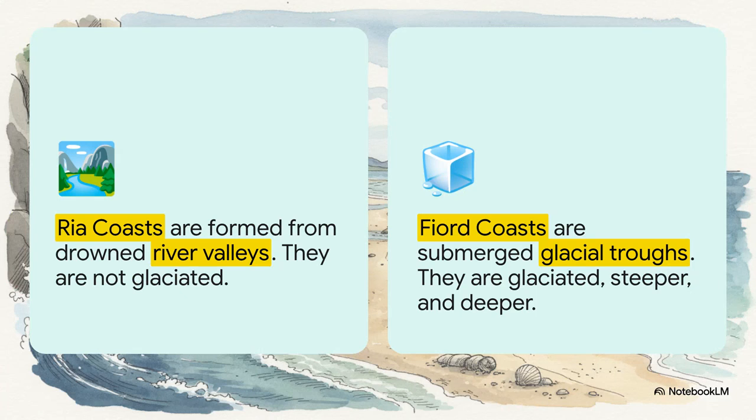Now, let's just quickly compare rias and fjords because they can look kinda similar, but their backstories are totally different. A ria is a drowned river valley. Think of a river mouth that got flooded by the sea. They make for great natural harbors. A fjord, on the other hand, is a drowned glacial valley. It was carved by a massive glacier, not a river, which is why fjords are so much steeper and way, way deeper. Think of the incredible coasts of Norway.